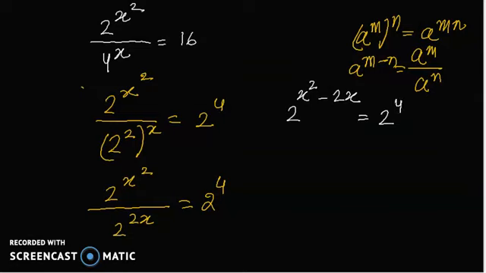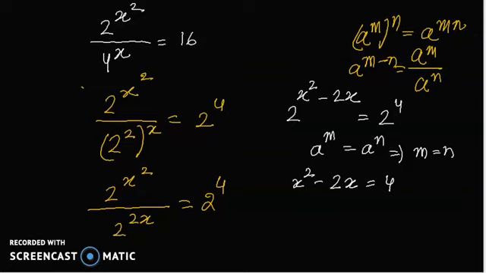Which is equal to 2 raised to power 4. Now we already know if a raised to power m equals a raised to power n, that means m is equal to n, and we are going to use this formula. So using that formula you can write x square minus 2x equals to 4. Hope till here there is no doubt, and from here we will proceed to next slide and solve there.